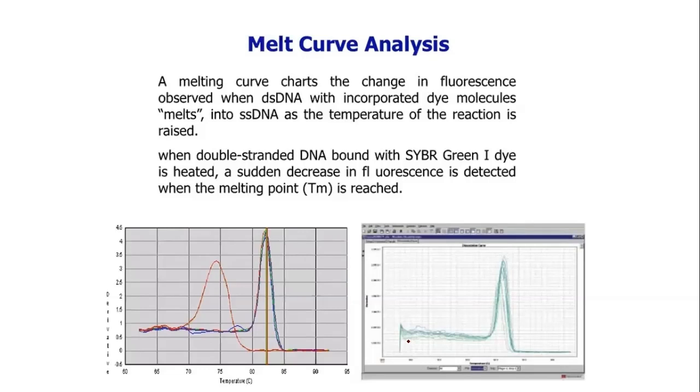Then again, you allow the annealing to happen. In this case, if you see 2 fluorescence peaks, then one major peak is from your amplicon and the smaller peak is from the primer dimer. Whereas here you see only one peak, that means there is only one amplicon and there is no primer dimer. So this is an important factor you have to consider while doing your real-time PCR.